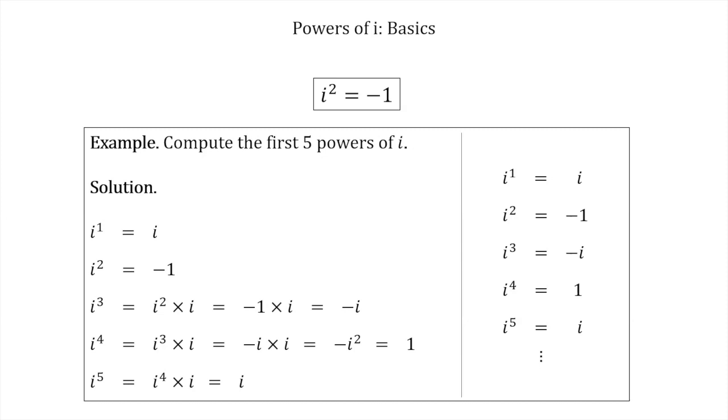So we go i, -1, -i, 1, i, -1, -i, 1, and so on. Any integer power of i, any whole power of i, is either going to be i, -1, -i, or 1. And when you know that, it's actually quite easy to calculate very high powers of i. You just have to use a few tricks, and we're going to see how to do that in the next video.